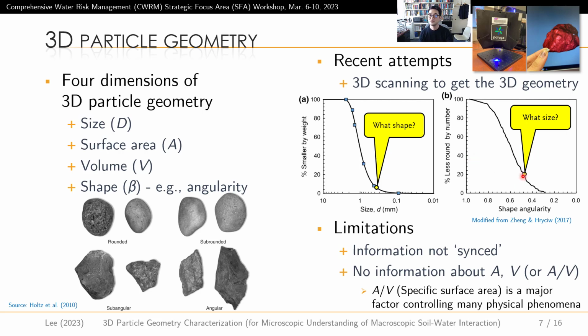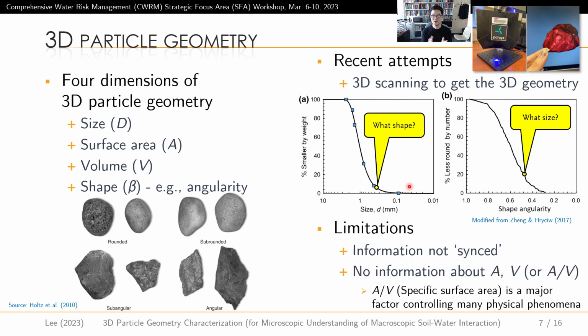Likewise, if I want to determine the size of this particular shape, I cannot, because the particle shape distribution is not connected to the particle size distribution on the left. So we are looking at one set of particles, but the information is presented separately, and those are not synced. So that is the one limitation.